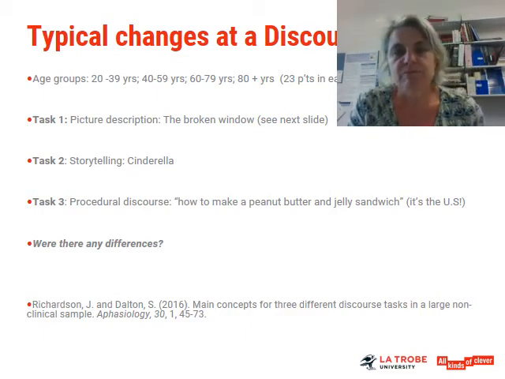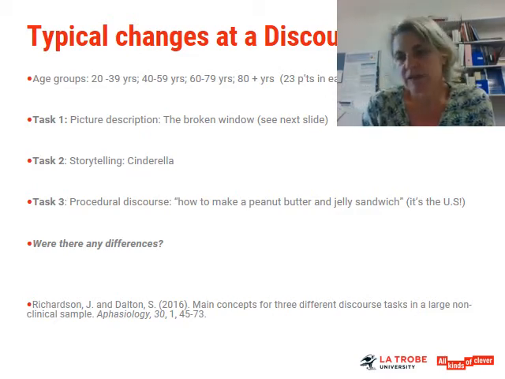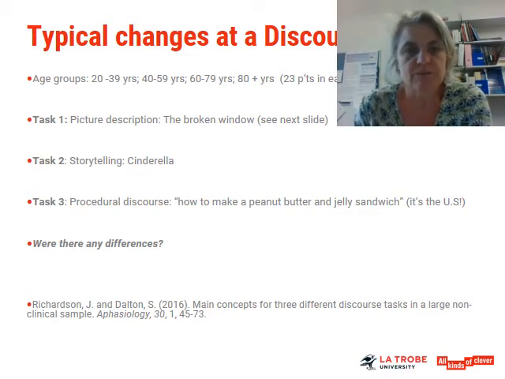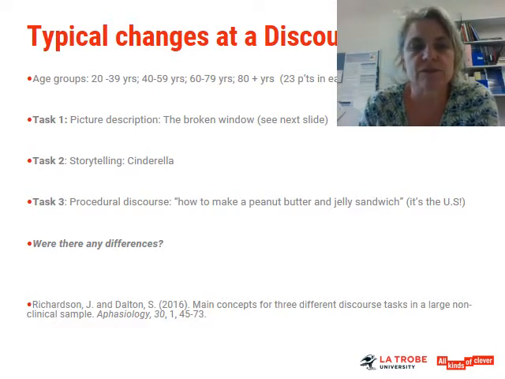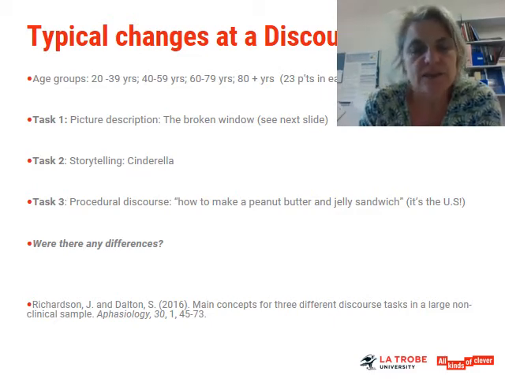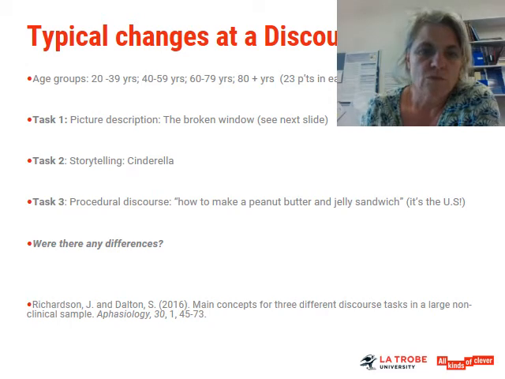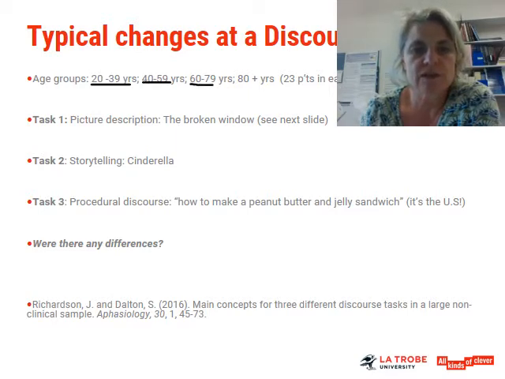Thinking about language changes at a broader level, there's also been some work done to look at if there are changes that occur to people's ability to tell stories. So that's at a discourse level. There's a study done in 2016 that had a look at this. They compared 4 age groups: 20 to 39s, 40 to 59-year-olds, 60 to 79-year-olds, and people over 80.